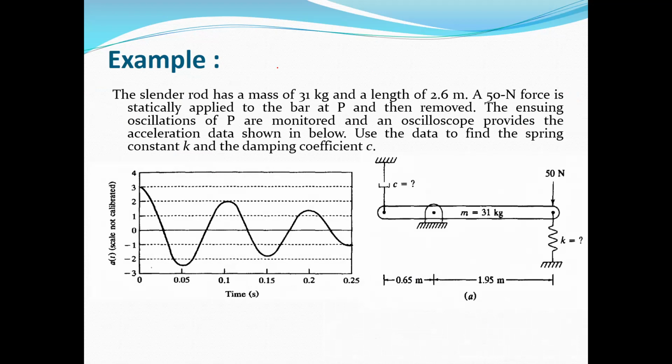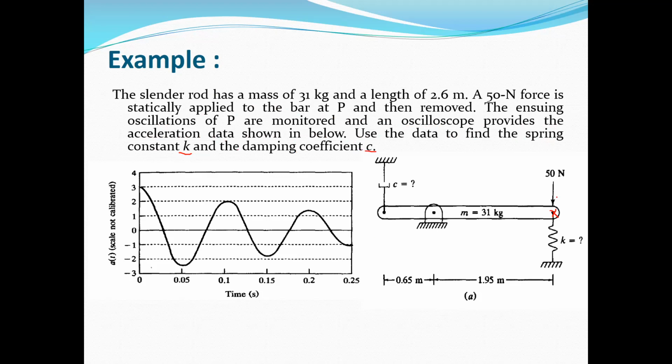Okay, here we have another example. In this example, we have one slender rod with a mass of 31 kilograms and a length of 2.6 meters. A 50 Newton force is statically applied to the bar at this point, which is P. And an oscilloscope provides the acceleration data shown below. Use the data to find the spring constant K and the damping coefficient C.